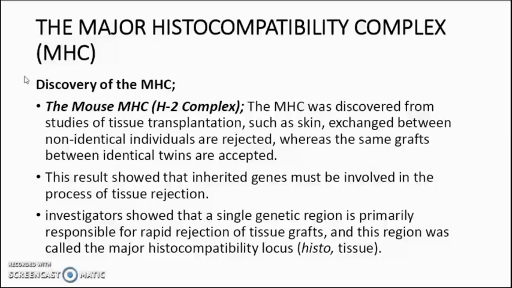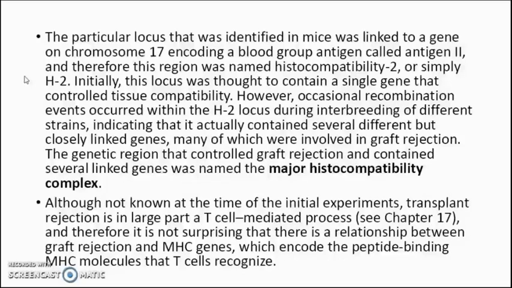Investigators showed that a single genetic region is primarily responsible for rapid rejection of tissue grafts, and this region was called the major histocompatibility locus, histo meaning tissue. The particular locus that was identified in mice was linked to a gene on chromosome 17 encoding a blood group antigen called antigen 2, and therefore this region was named histocompatibility 2, or simply H2.